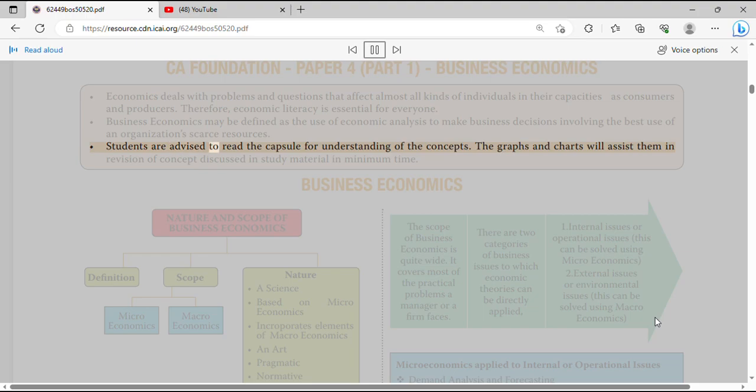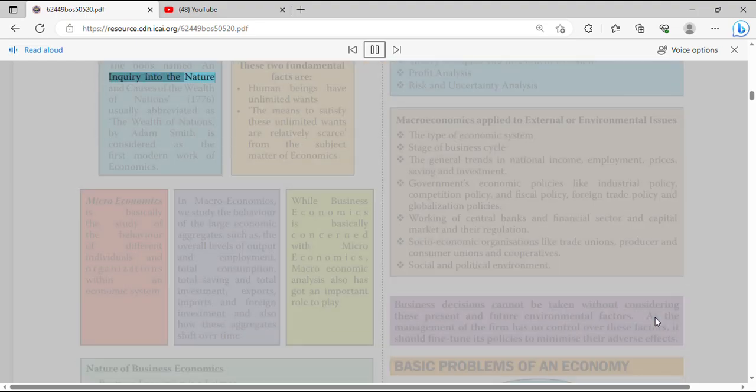Students are advised to read the capsule for understanding of the concepts. The graphs and charts will assist them in revision of concepts discussed in the study material in minimum time. The book named An Inquiry into the Nature and Causes of the Wealth of Nations, 1776, usually abbreviated as The Wealth of Nations, by Adam Smith is considered as the first modern work of economics.